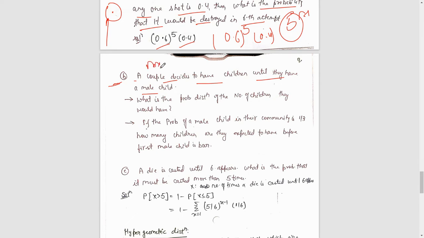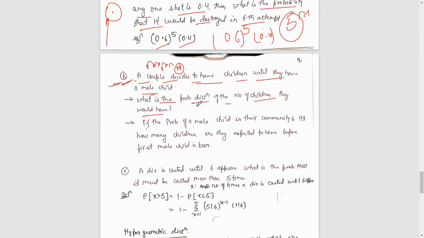then again a female child we do not take into consideration, and we keep doing it until we get a male child. These types of things actually happen in Indian families. I'm not commenting on that, but let's assume this particular situation. A couple decides to have children until they have a male child. What is the probability distribution of the number of children they would have?